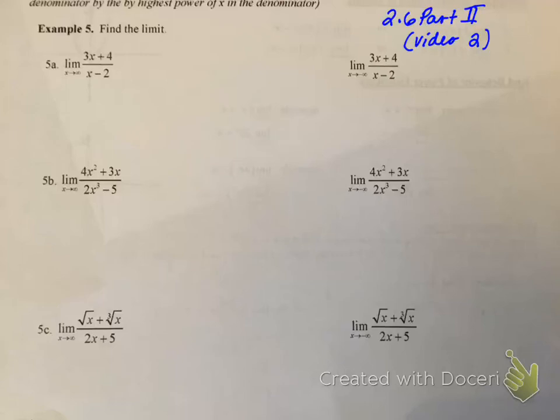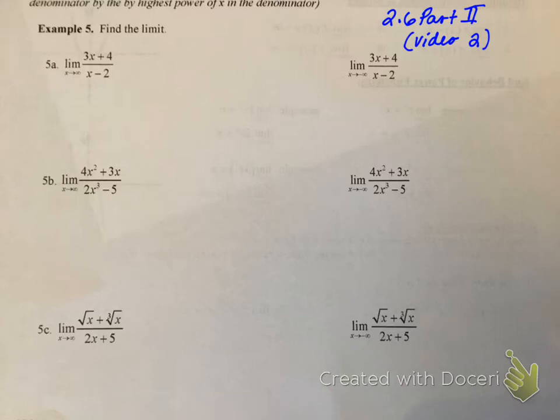All right, so this is the second part of 2.6 part 2. We went over 5a in the last video, so now we're on the part where it's 5b. Remember what we were doing: we were looking to see if there was a horizontal asymptote first, and then we were comparing it by using algebra.